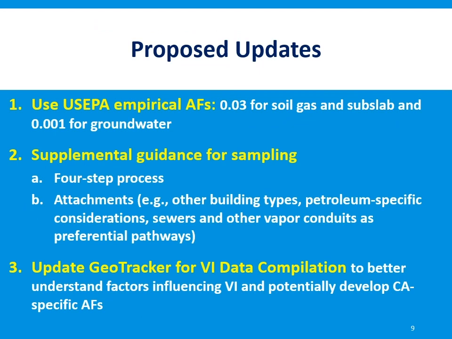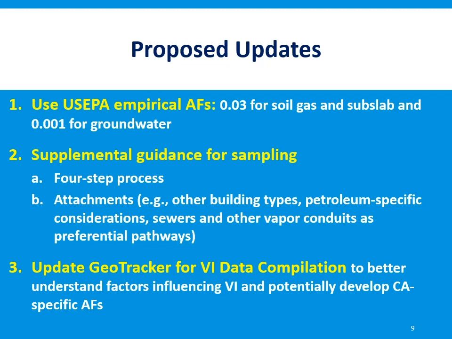This slide highlights the key updates. As I mentioned on the last slide, for screening, this guidance recommends the use of US EPA's empirical attenuation factors. These factors are 0.03 for soil gas and 0.001 for groundwater. The guidance provides supplemental guidance for sampling. The core of the guidance is a four-step process to determine if a building is at risk from vapor intrusion. There are also attachments to deal with special situations, including other building types, petroleum-specific considerations, and sewers as preferential pathways.